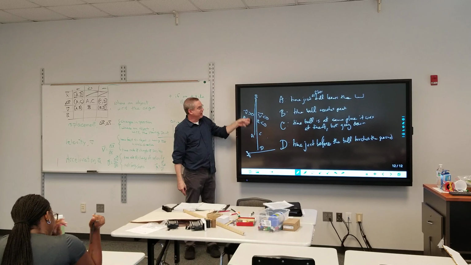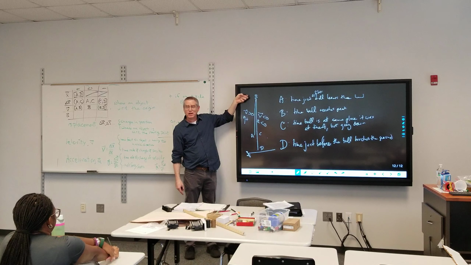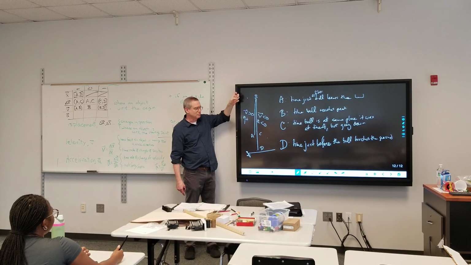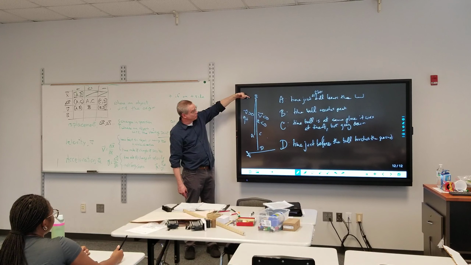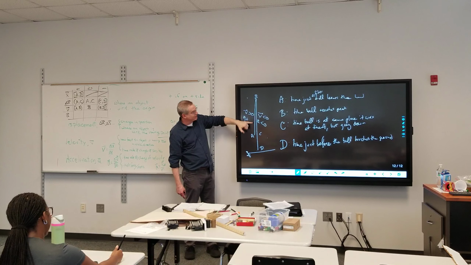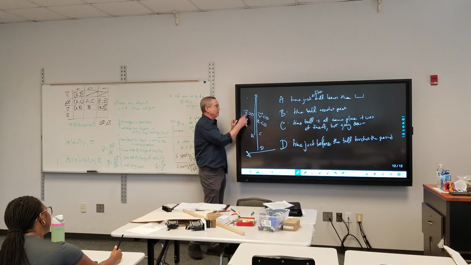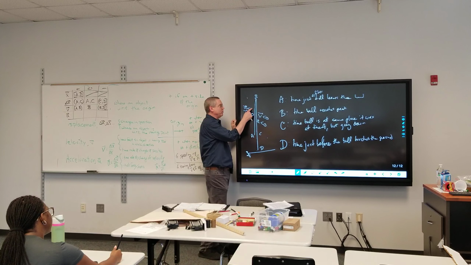What about from A to B? Speeding up or slowing down? Slowing down. If you jump up into the air, once you're in the air, you slow down until you get to a peak. So if I'm slowing down, velocity and acceleration have opposite signs. So acceleration would be negative.